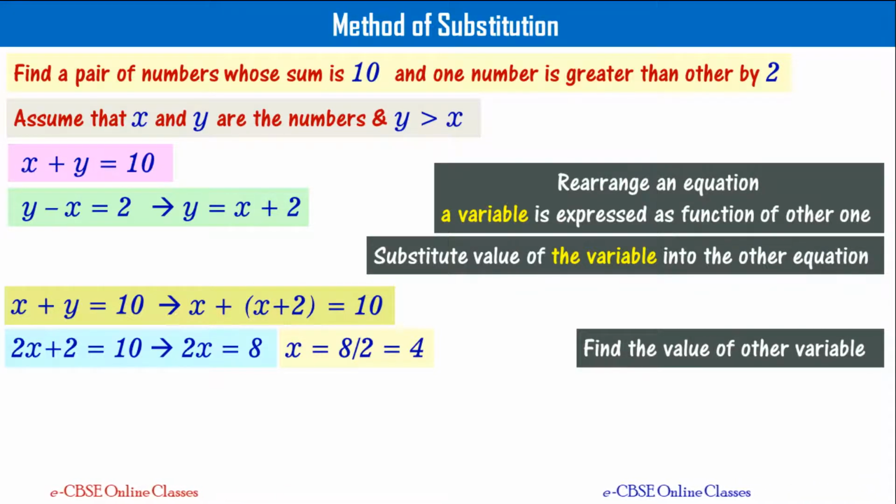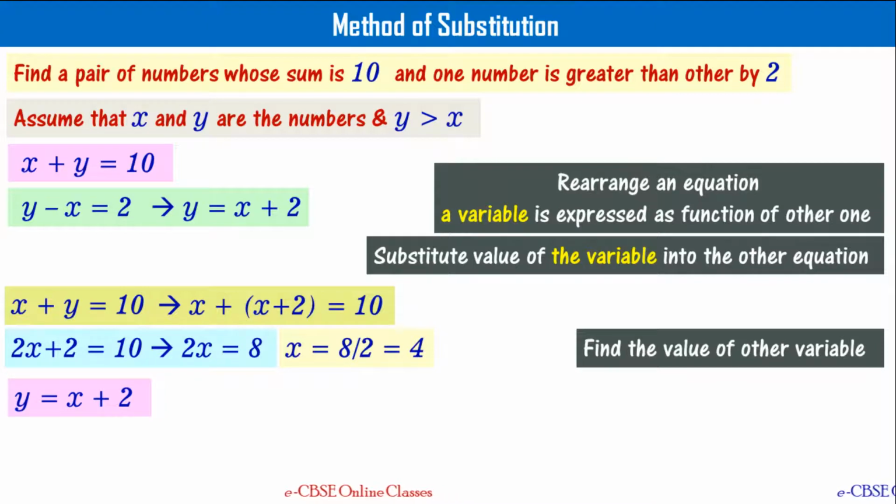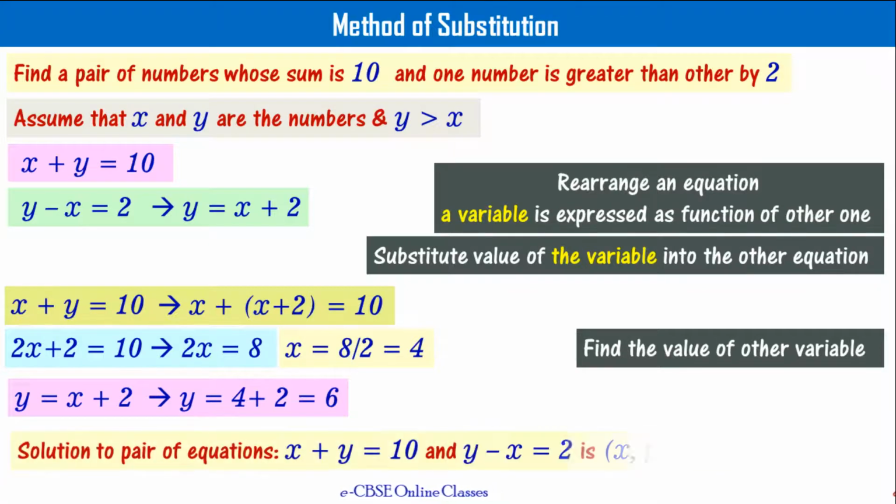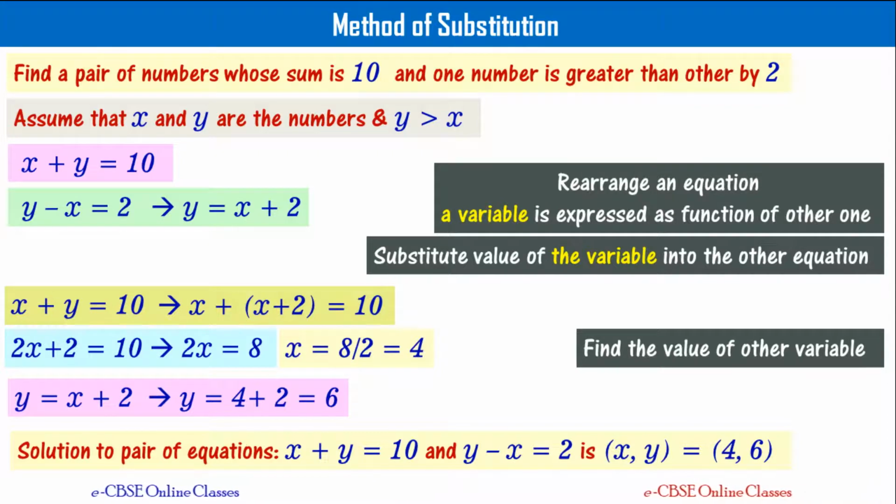Now we have to find the value of the other variable y using value of x already obtained. For that, what we do is we substitute value of x, that is x equal to 4, into any of the equations given. I chose y equal to x plus 2 as the equation, and I'm substituting x equal to 4 into this equation such that I get y equal to 6. So now we can say that solution to pair of equations x plus y equal to 10 and y minus x equal to 2 is 4, 6.